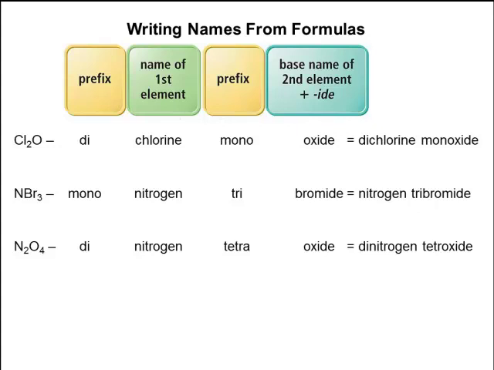All right, let's look at another example. CCl4. So we have 1 C, so it's mono. C stands for carbon. We have 4 Cl's, so it's tetra. Cl stands for chlorine. We drop the ending, add IDE, we get chloride. So we end up with carbon tetrachloride. Again, look at the A. I didn't drop it for that. I only dropped it because of the oxide part, so I didn't have two vowels together.